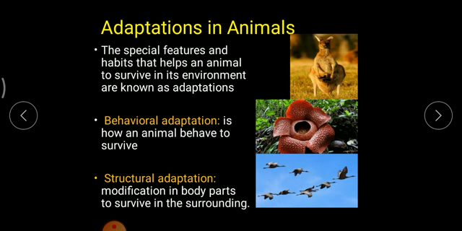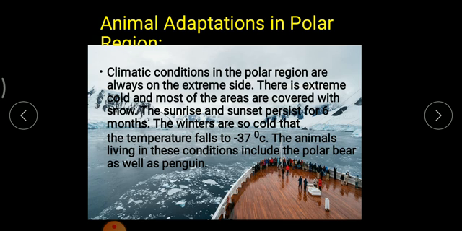Another example, as you can see, is that different birds go from one place to another in different climatic conditions. If the climate is not favorable for these birds to survive, they travel to some other parts of the world. That is again a behavioral adaptation which the birds have developed in order to survive. So these are adaptations in animals.